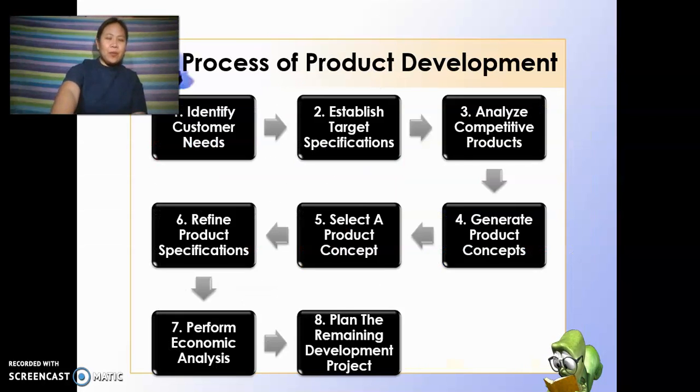So what are the steps or the process on how we are going to produce the product, or about the process of product development? We have 8 steps, or 8 stages. The first one is identify customer needs. Second is to establish target specifications. Third is analyze competitive products. Fourth is generate product concepts. Fifth, select a product concept. Sixth, refine product specifications. Seventh, perform economic analysis. And eighth, the last step, is to plan the remaining development project.